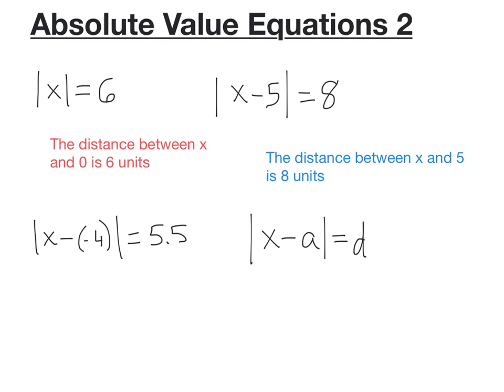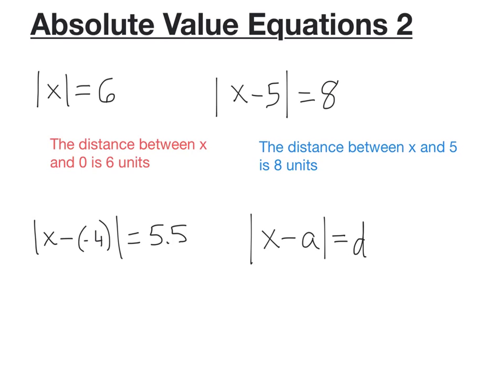What else is 8 units away from positive 5? Negative 3 is 8 units away. If I put negative 3 into this equation, negative 3 minus 5 is negative 8. The absolute value of negative 8 is 8. So when we see the absolute value of a difference, it's telling us what the distance is between x and that number. The same thing goes for our next example.